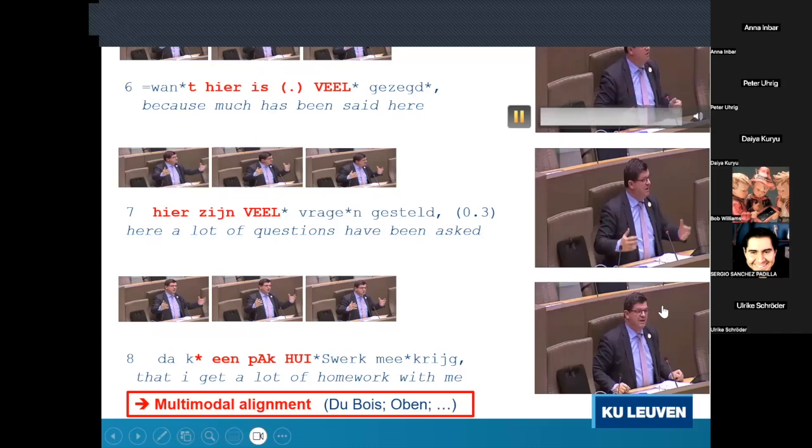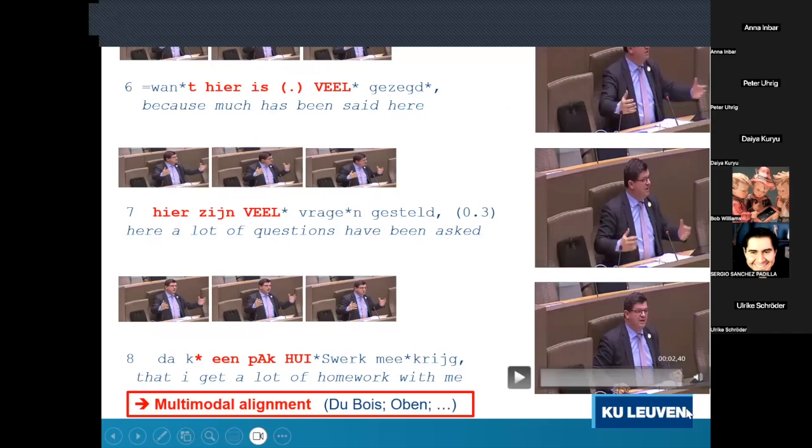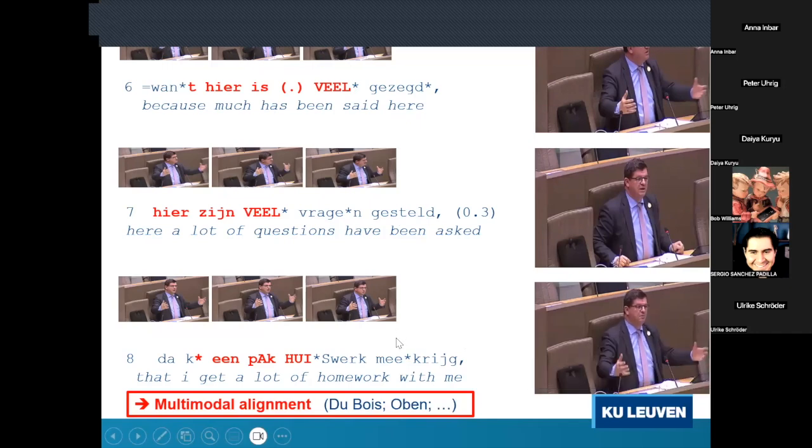Er is veel gezegd. Veel vragen gesteld. Okay, you'll have to believe me that 3 times he uses the same gesture. Huiswerk meekrijgt.